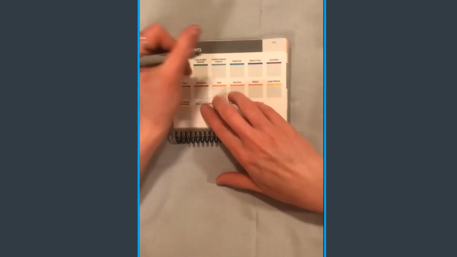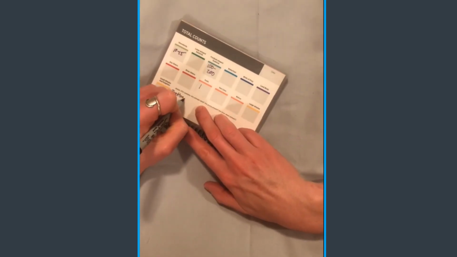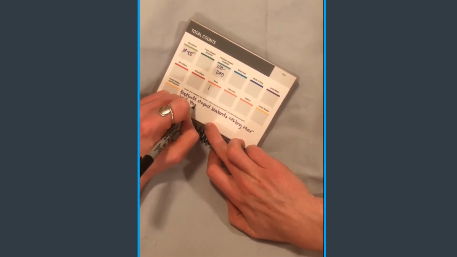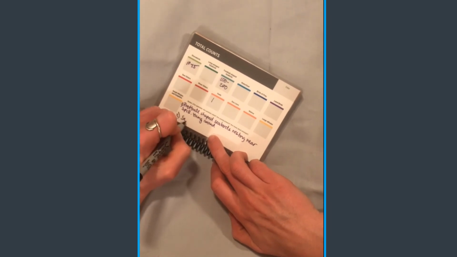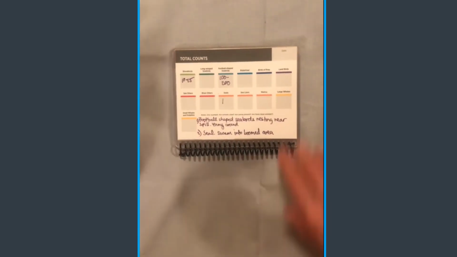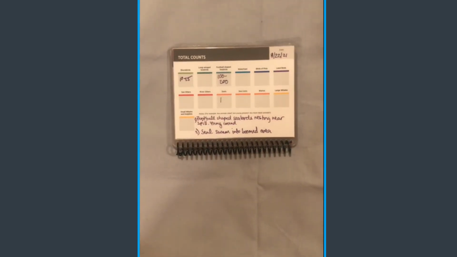And finally, tally up all your approximate counts of each group of animal on this page. Add additional notes that the seabirds you saw were nesting near the spill and that young were present, and that a seal swam into boomed area. Write the date and report your observations to Incident Command.